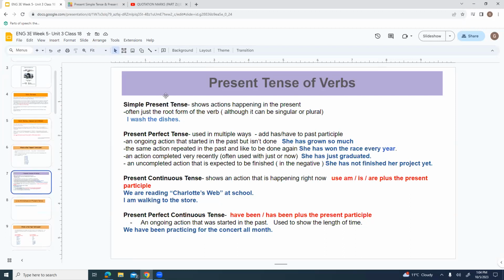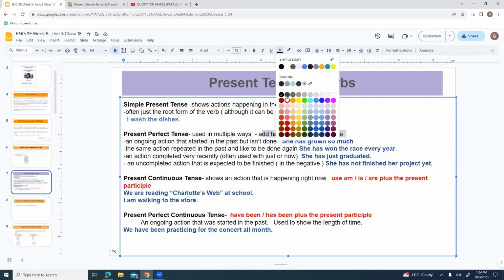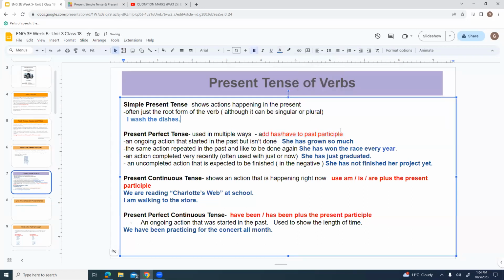So simple present tense shows actions happening in the present. It's often just the root form of the verb, like I wash the dishes. Now, of course, that could still be singular or plural, right? Perfect present tense is used in a lot of different ways. Basically, you add has or have to the past participle, which we haven't really talked about yet, but we will.